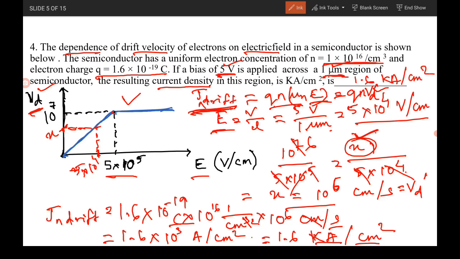So you have to see carefully the graph. First find out what is the electric field, then with respect to this electric field, by considering the linear slope of the graph, we need to equate the slopes and find the drift velocity, and then substitute the drift velocity in order to find the drift current density.